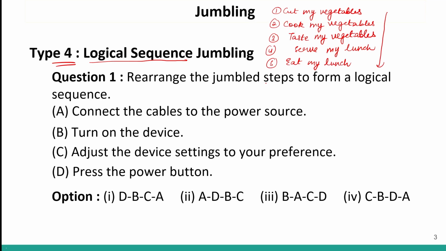We cannot deviate from this order. If I taste my vegetables first and then cut it, will it make any sense? No, because I am tasting the final product, and the final product I'll get only after cooking. Can I cook my vegetables first and cut them later? No. Can I serve my vegetables later and eat it first? Does not make any sense. So this is the logical sequence and we cannot change this sequence.